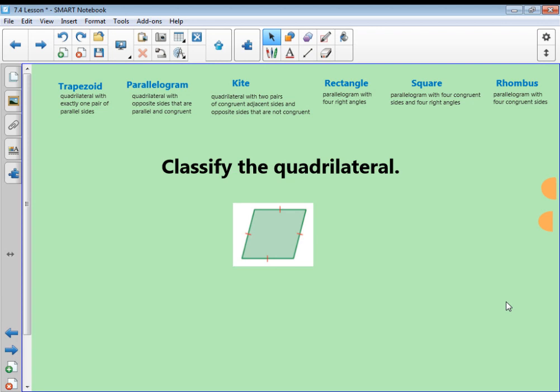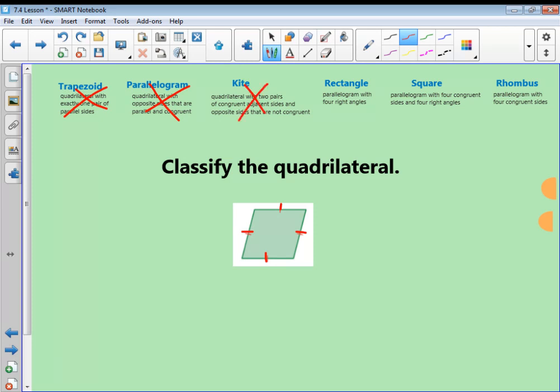So here we have a quadrilateral that has all sides that are equal in length, or congruent. So all sides are congruent, but they do not have right angles. So I have parallelograms, which have opposite sides that are parallel and congruent. No parallel sides here, so it can't be that. I have quadrilaterals with exactly one pair of parallel sides. It's out. A kite has two pairs of congruent adjacent sides and opposite sides that are congruent. No, because I have sides that are not congruent.